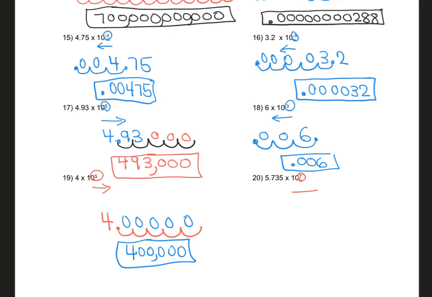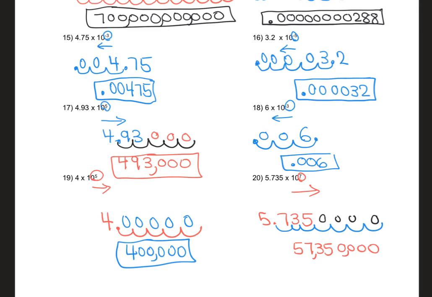And then for number 20, we're moving 7 to the right, 5.735. 7 to the right is going to be 1, 2, 3, just to get out behind the number, 4, 5, 6, 7. So we're adding 1, 2, 3, 4 zeros. So we get 5, 7, 3, 5, 0, 0, 0, 0. We place our commas and we get 57,350,000. All right, so that was a review of scientific notation.